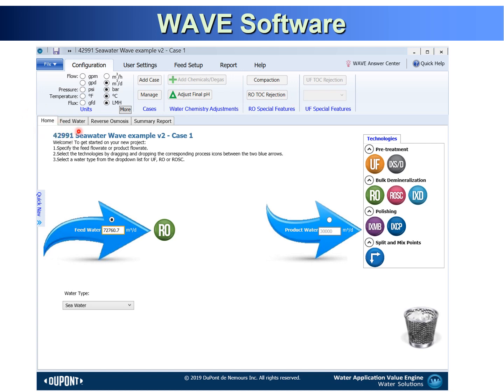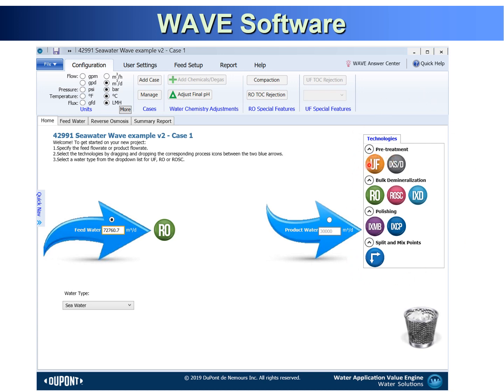And you also have some other functions for pH adjustment, adding chemicals, compaction, and rejection. Then Home, Feed Water, Reverse Osmosis, and Summary Report. So this is the 4991 seawater WAVE example, and you can put in your feed water, and then you have a final product water: how much water you need to produce. The water type can be seawater, brackish water, wastewater, or surface water. You can select from this tab, and there is a technology tab.